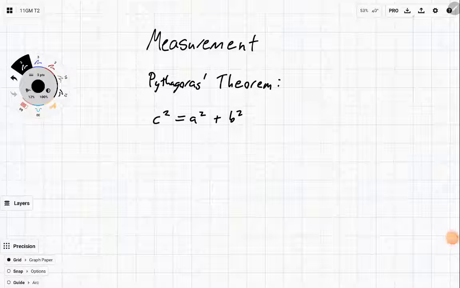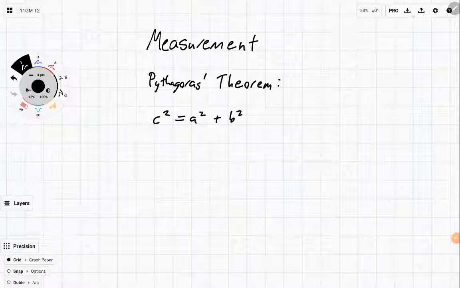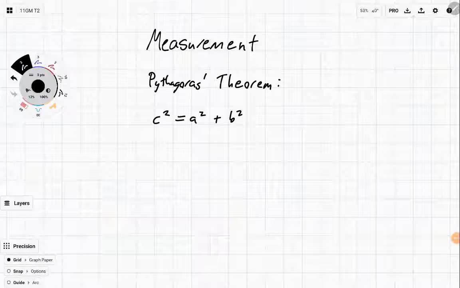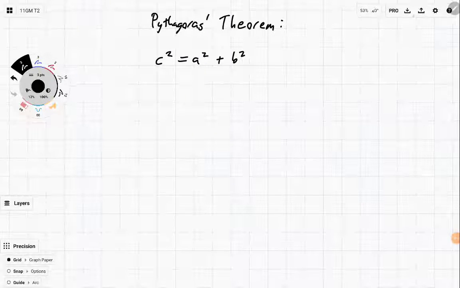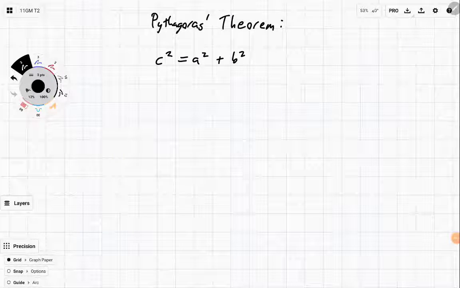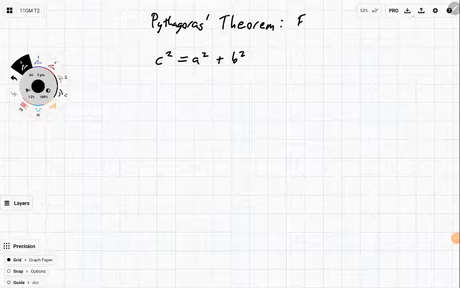Alrighty, welcome to measurement. In measurement, we're always going to be interested in things like distances, areas, volumes, capacities, and also looking at different shapes. We're going to be looking at 2D shapes, 3D shapes, perimeters, all of these sorts of things. But to start off with, we're going to be looking at triangles. In particular, we're going to be looking at Pythagoras' theorem. And today we've got one goal, which is finding the hypotenuse.